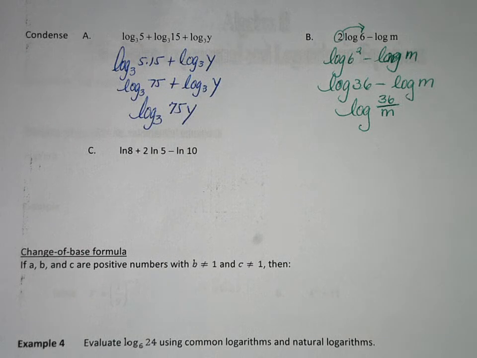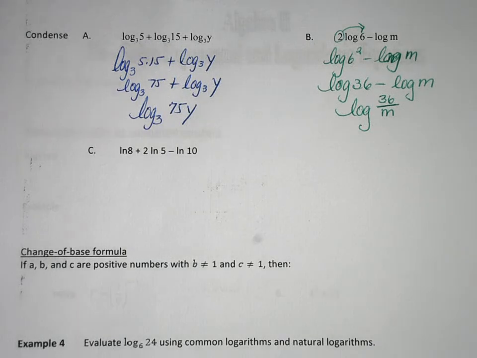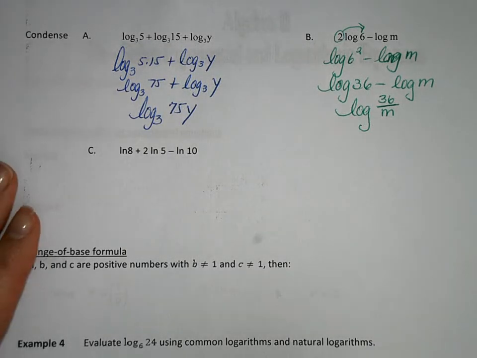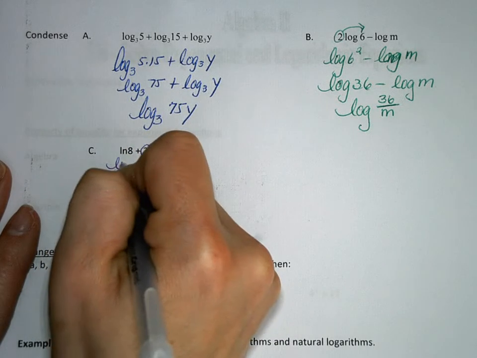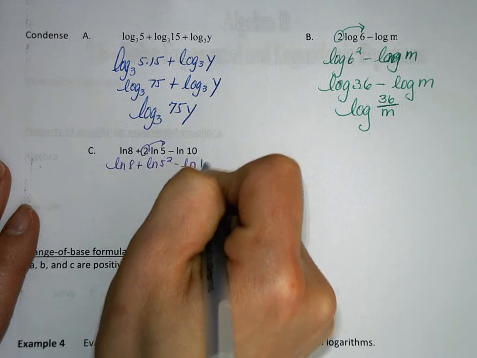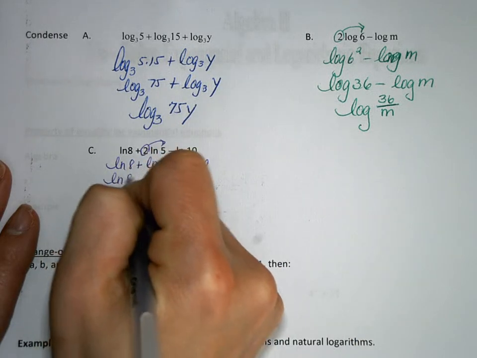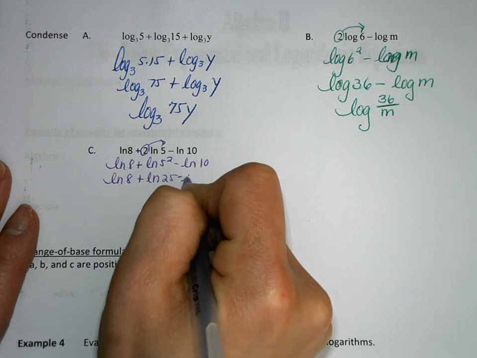All right, Brennan, what's the first thing you're going to do? Bring it to times the square root of 5. Beautiful. That 2 out in the front becomes an exponent inside, so you have the ln of 8 plus the ln of 5 squared minus the ln of 10. And 5 squared is what? 25. Beautiful. So 5 squared is 25 minus the ln of 10.